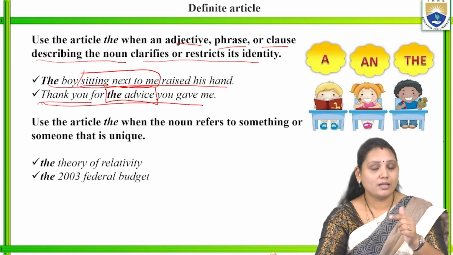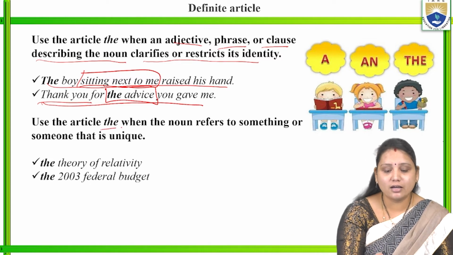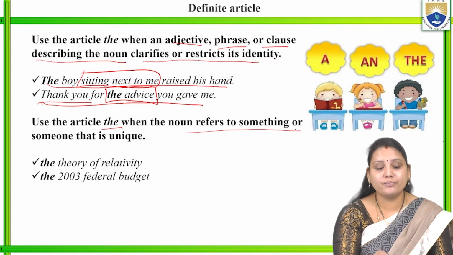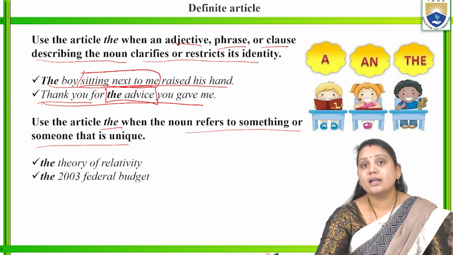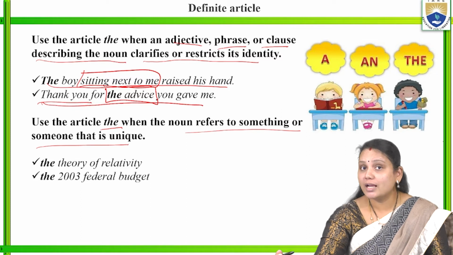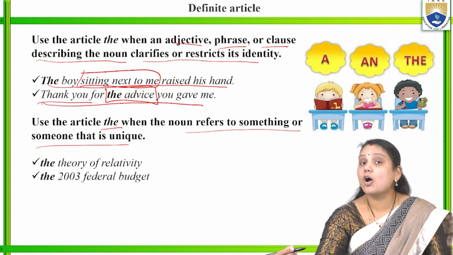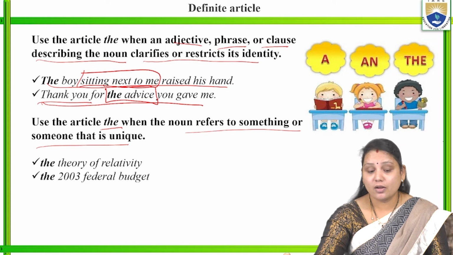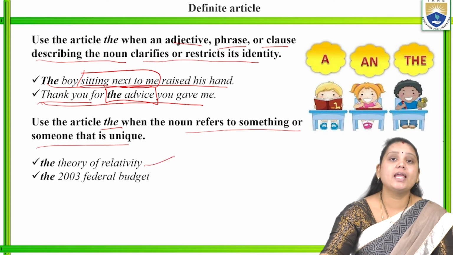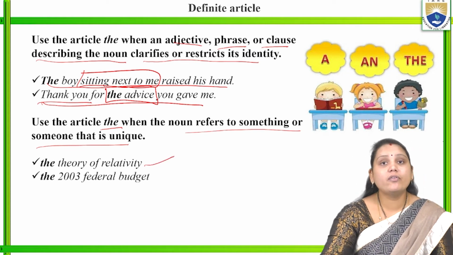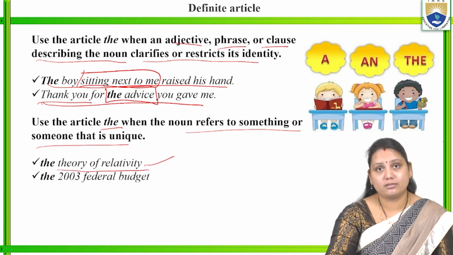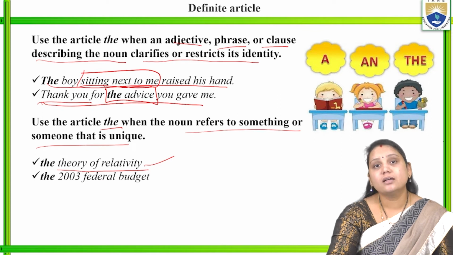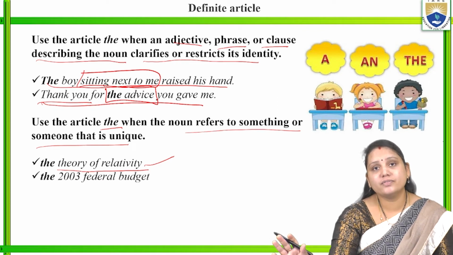Okay, next. Use the article the when the noun refers to something unique. When the noun is referring to something unique, that which is one, that cannot be replaced. Now let us see. The theory of relativity. This is the theory which is very unique, which is specific, which was told at some point by some person, isn't it?